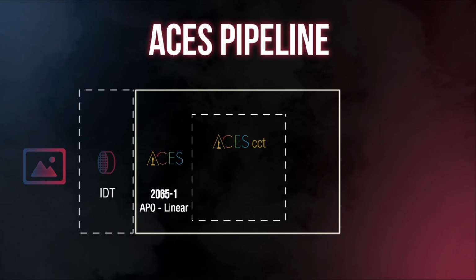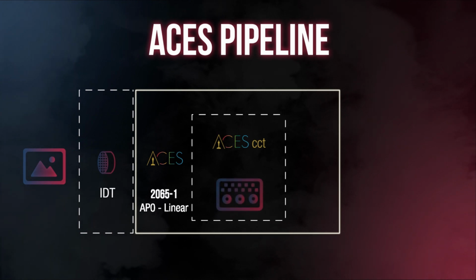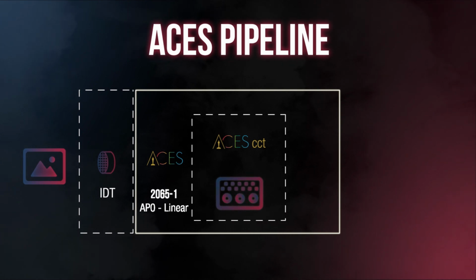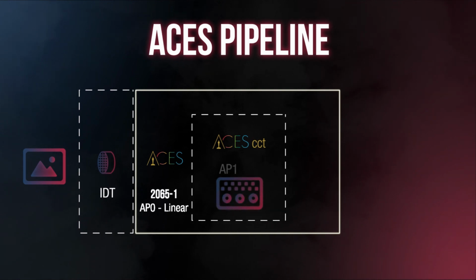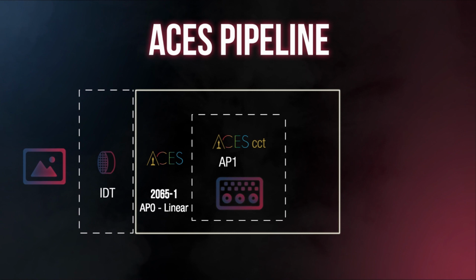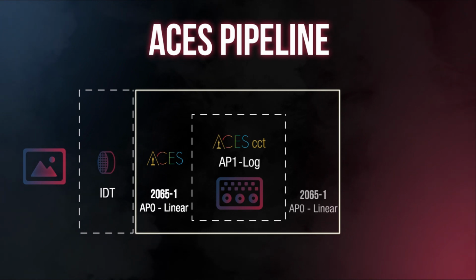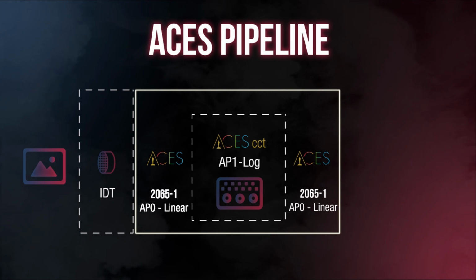ACES-CCT is where we recommend to perform all grading operations inside Resolve, since it's the color space that feels more natural to colorists. As said before, ACES-CCT has a smaller set of primaries called AP1, and it also changes the transfer function from scene linear to log. After all our creative nodes, Resolve converts the already graded ACES-CCT images back to ACES 2065-1 or AP0. This way we make sure that no information from the scene is lost during the grading process.